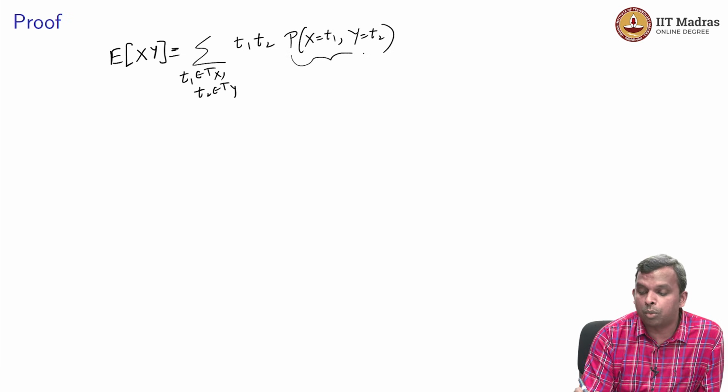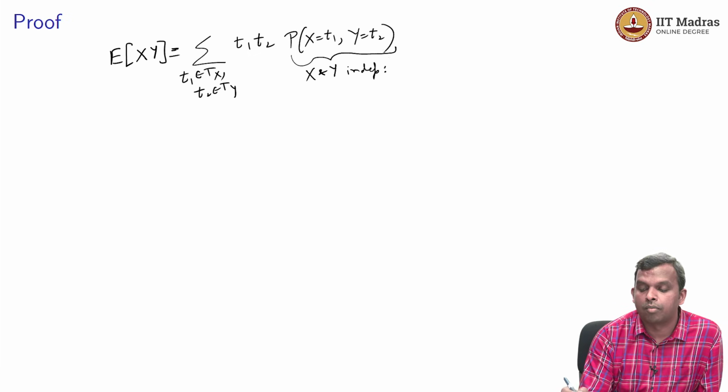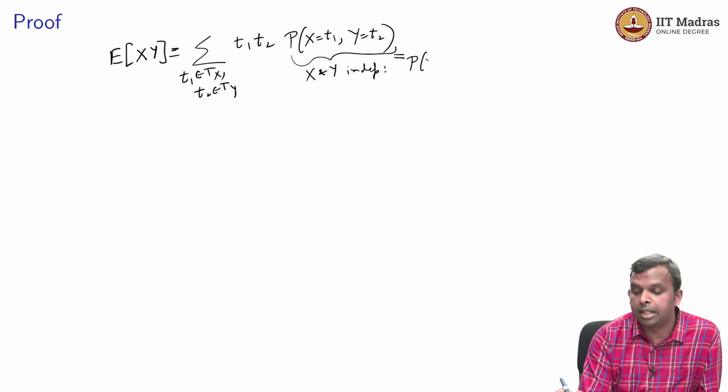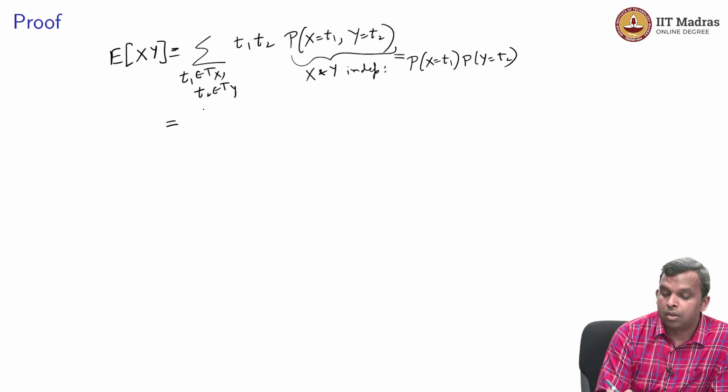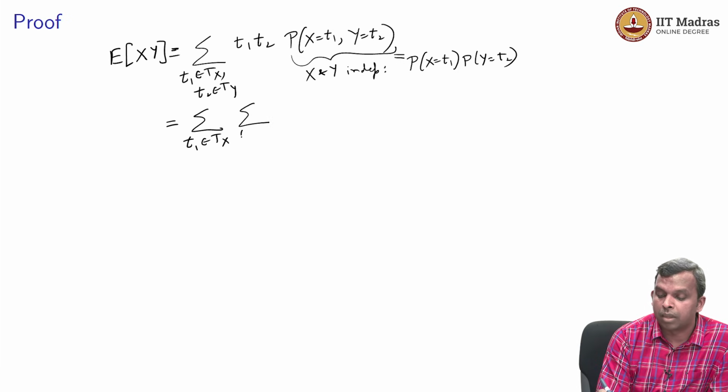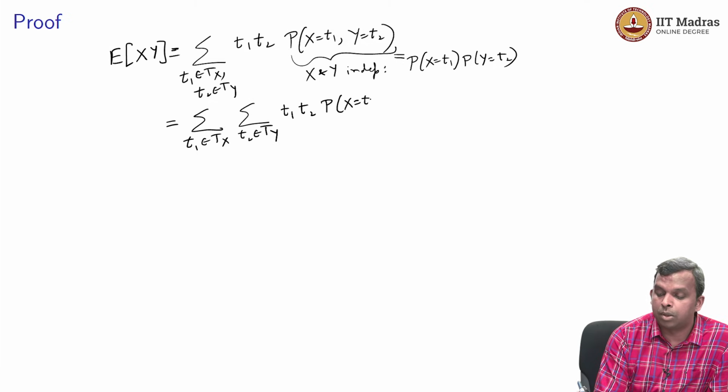Now notice, since x and y are independent, this becomes equal to the probability that x equals t1 times the probability that y equals t2. This is a crucial simplification. So you can sum over all values. This is another way to write these double summations: write it as two summations, t1, t2, probability of x equals t1 times probability of y equals t2.